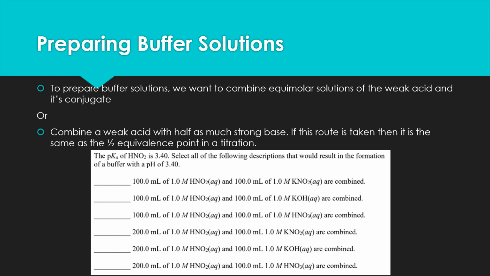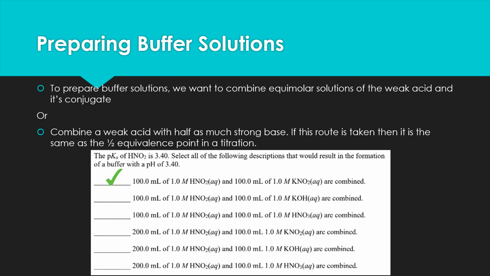So let's take a look at these. The pKa of HNO2 is 3.4. Select all the following descriptions that would result in the formation of a buffer with a pH of 3.4. So our first one has that weak acid HNO2, and then has the same volume and molarity of KNO2. So KNO2 would split, you have potassium ion and then the NO2 minus ion. The NO2 minus ion would be the conjugate base of HNO2. So that would be a good candidate for making a buffer solution.